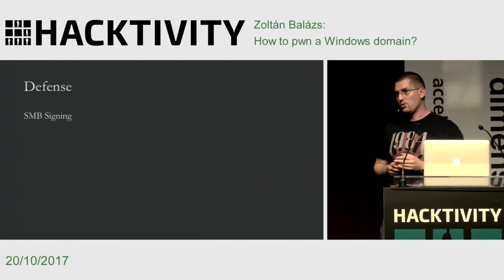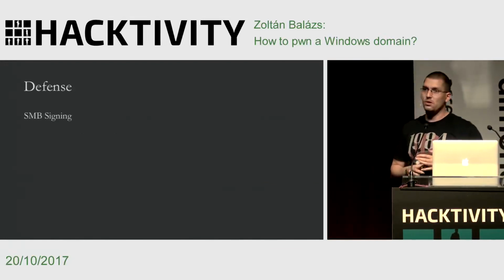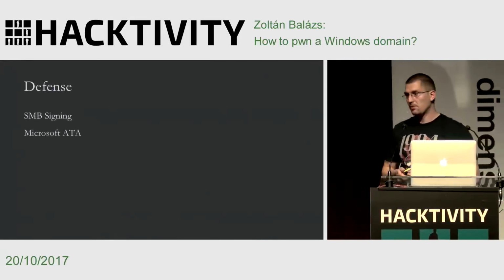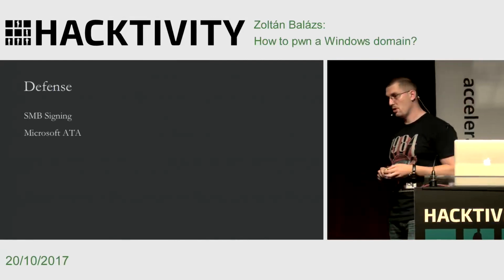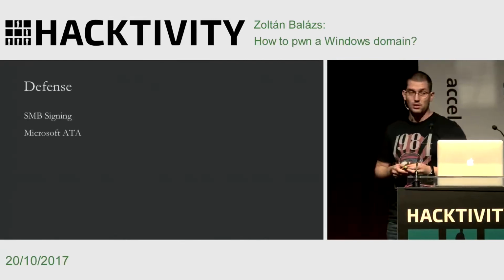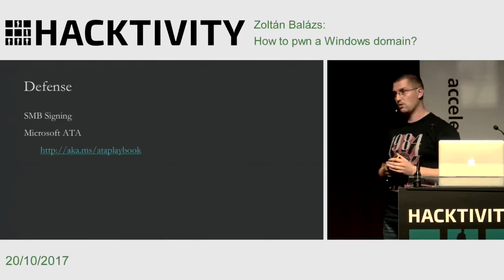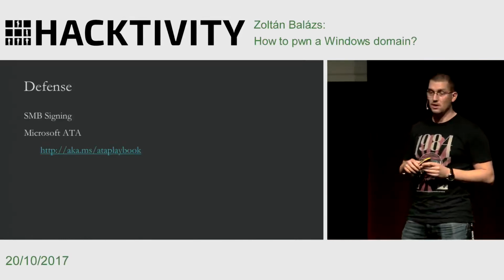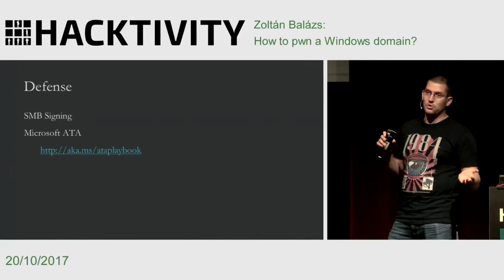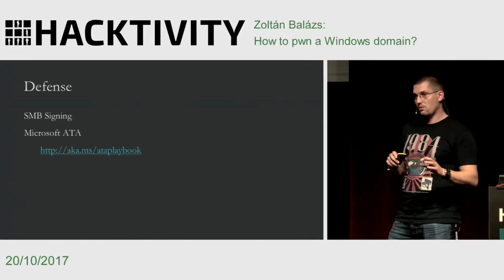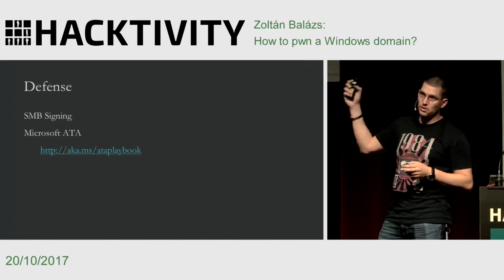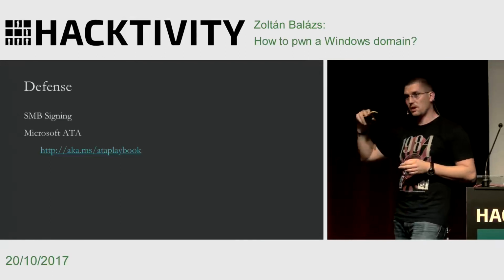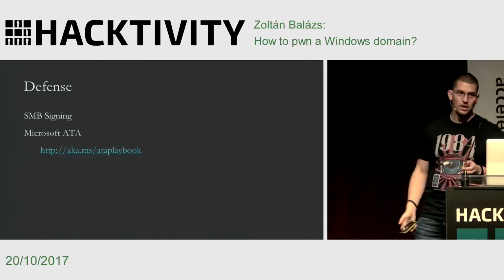As already mentioned, if you turn on SMB signing in your network, then you can break the SMB relaying attacks. And there is a Microsoft tool called ATA, which I find pretty cool. What is especially cool is that they wrote a 20 or 30 page long PDF which explains, for the kind of attacks I already mentioned during this presentation, at which step Microsoft ATA can detect the attack, which is awesome.